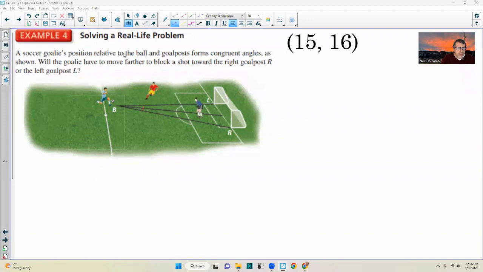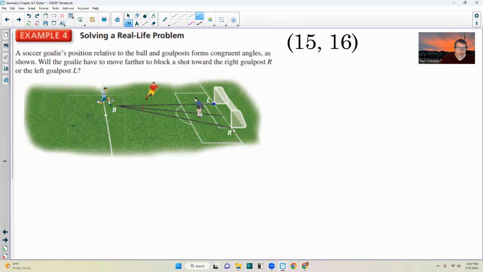Okay, example 4, solving a real life problem. It says a soccer goalie's position relative to the ball and goalpost forms congruent angles. The soccer goalie's position forms congruent angles as shown. Okay, relative to the ball and the goalposts. So goalpost here. Let me use blue, see if that works.